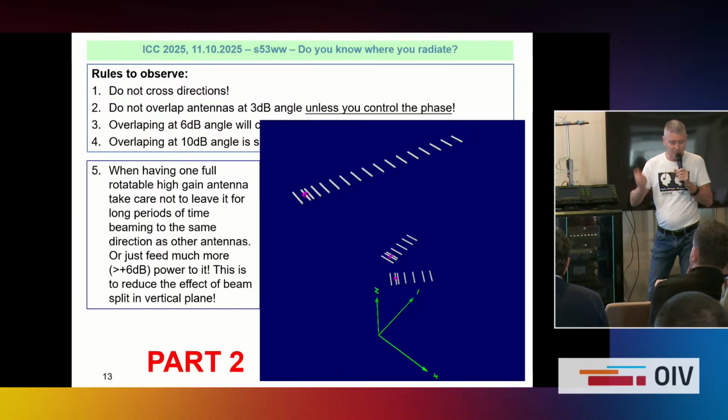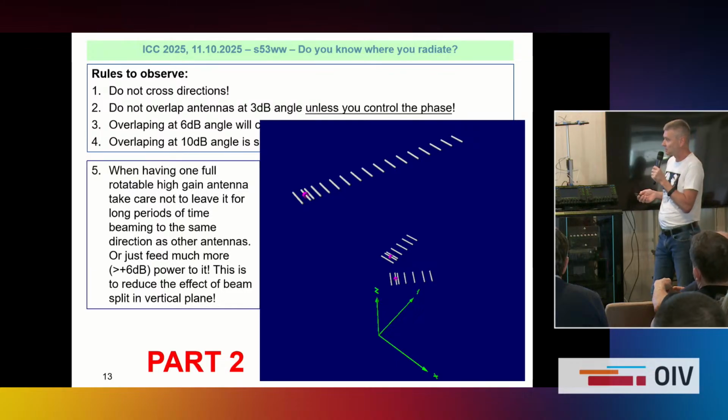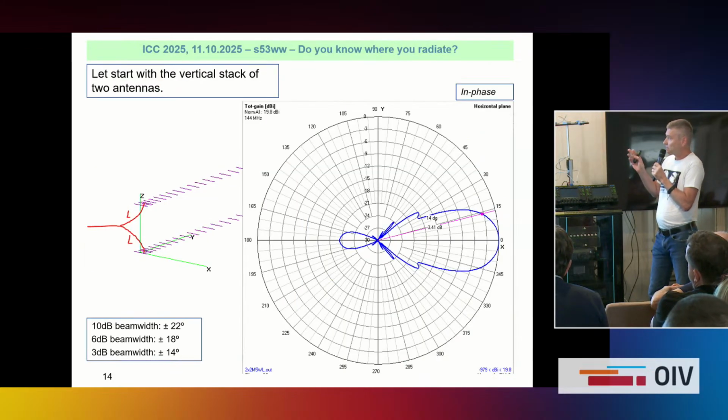Okay, now we go to part 2. Part 2 would be how you could fix it, or why it happens like that and how it looks. Now let's start with a regular vertical stack. You stack 2 antennas vertically to get gain.